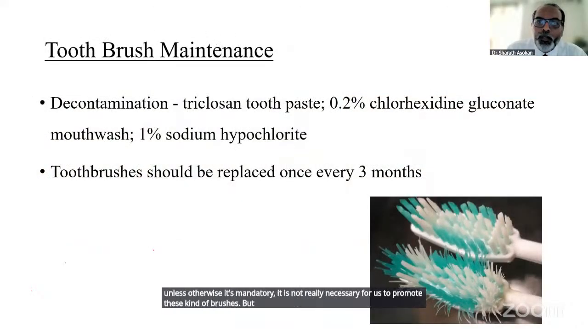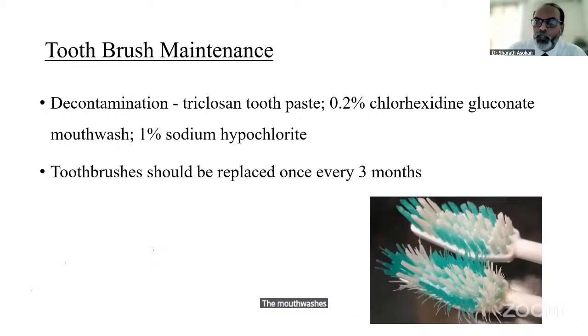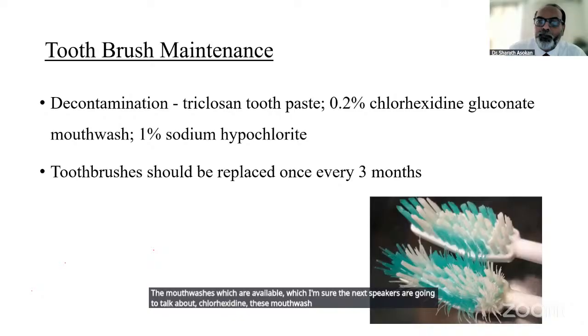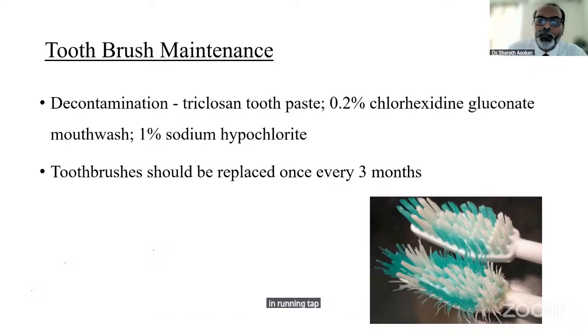But how do we do toothbrush maintenance for children? You can use toothpaste which has triclosan, or the mouthwashes which are available, which I'm sure the next speakers are going to talk about, chlorhexidine. These mouthwashes, you can dip the brush in for 5 minutes, 15 minutes. And extremely diluted sodium hypochlorite, which you have at home, we can just dip it for 5 to 10 minutes maximum. And then you can cleanse it in running tap water and you can do the brushing. This is for the brush maintenance.